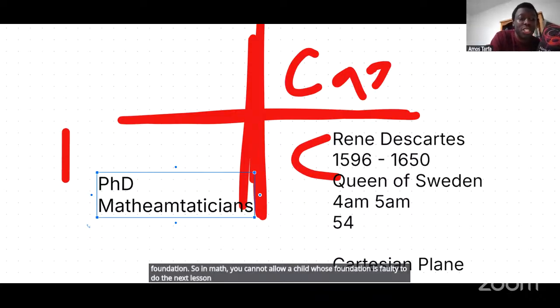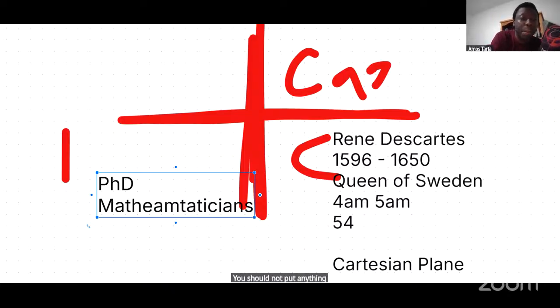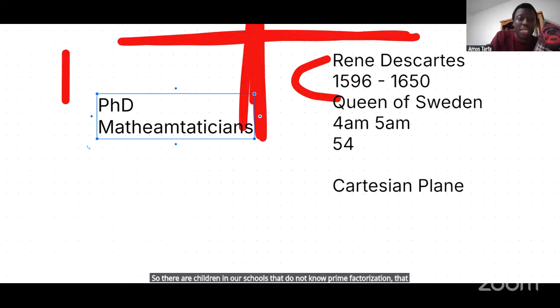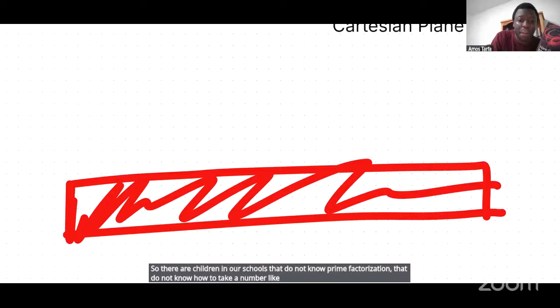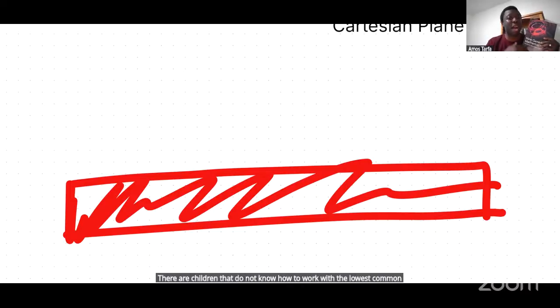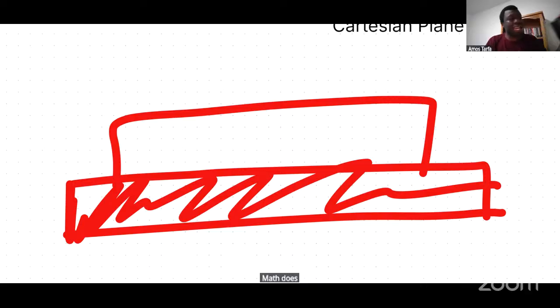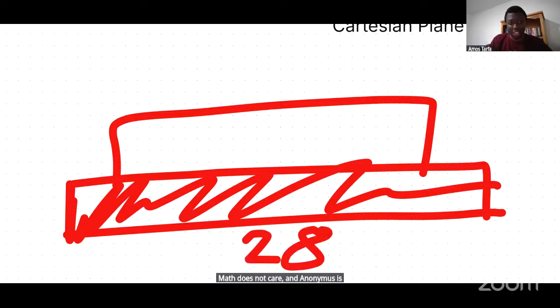If your foundation is faulty, you should not put anything above it. So there are children in our schools that do not know prime factorization, that do not know how to take a number like 28 and break it down into its prime numbers. There are children that do not know how to work with the lowest common multiple, greatest common factor, and so on and so forth. Math does not care, and Amos is pleading that people understand this heart cry.